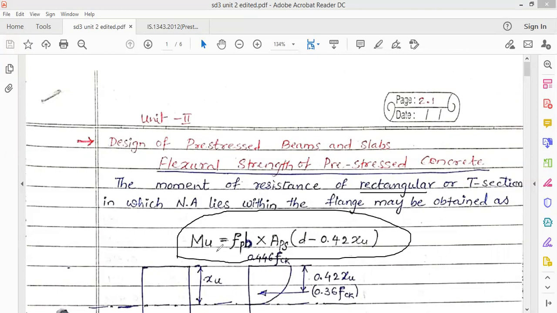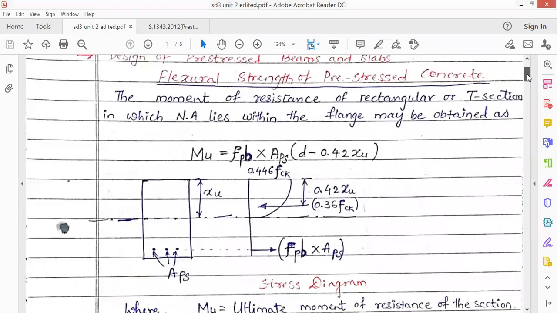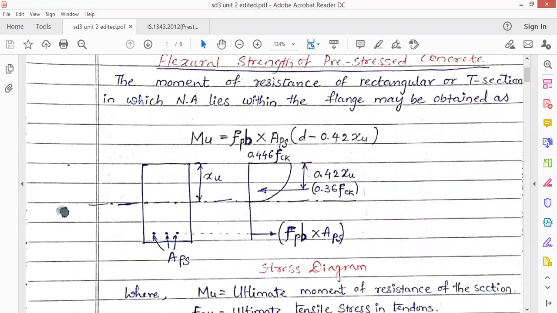For this particular case, we have the moment of resistance equation Mu = fpb × Aps × (d − 0.42 xu). How did we get this equation? This equation is very simple, and it is obtained from IS 456. In Structural Design 2, we have already learnt about this equation, and this is the stress diagram which we already know from SD2.